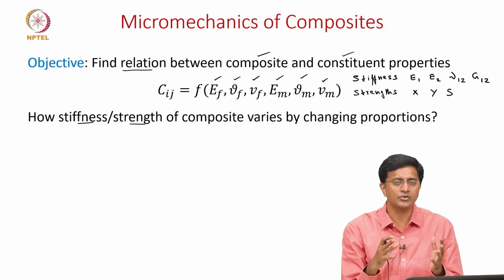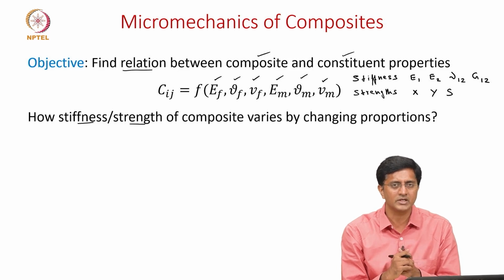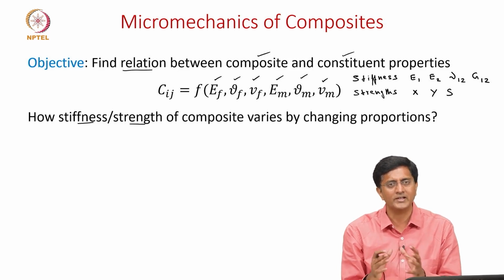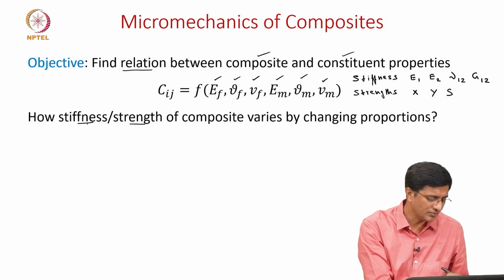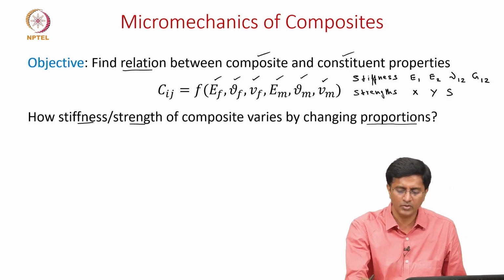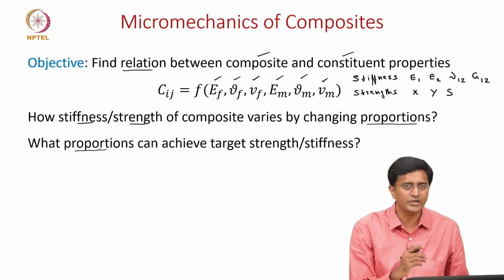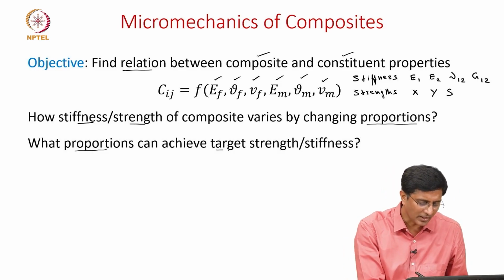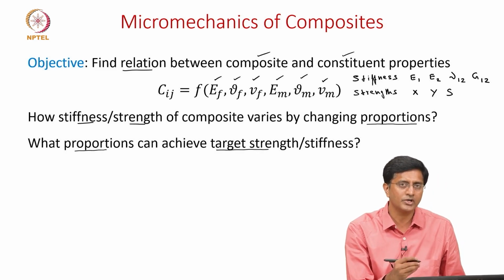As we increase the proportion of the fiber content, the properties improve, and as we decrease the volume fraction of these fibers, the mechanical properties are lower. The simple reason is that the matrix properties are not as superior as the fiber properties. So that's what we will be looking at: how the stiffness and strength vary when we change the proportions. Or the same question can be looked at in a different fashion: what proportions do I need such that I achieve a target strength or stiffness? As you can see, this is the same question but put in a different way.